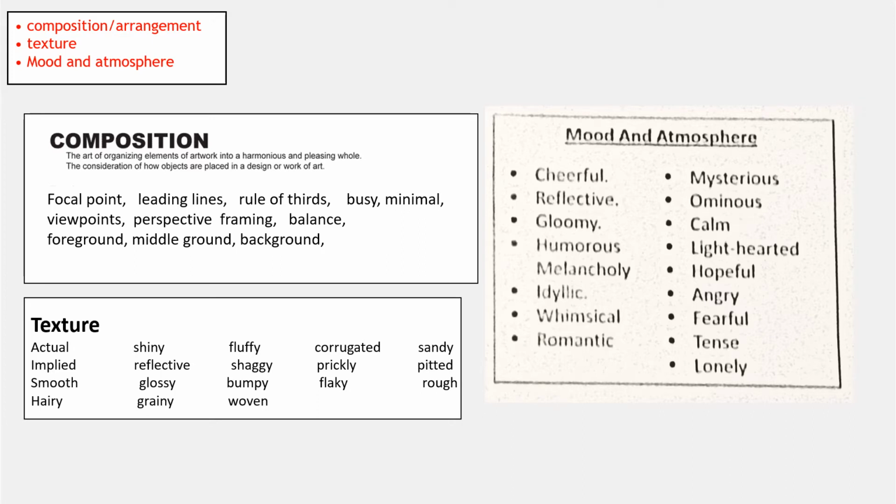For texture, you are talking about the surface feeling of the painting, how it looks like it would feel. So these are things like if it's shiny, bumpy, rough, smooth. And for mood and atmosphere, you are being asked how the painting makes you feel when you look at it. So does it make you feel happy, calm, scared? Is it humorous, or is it quite tense, or is it quite calm? So with this question, we need to know what we're looking for when we are asked for a specific visual element.